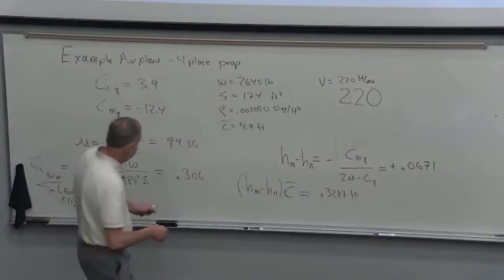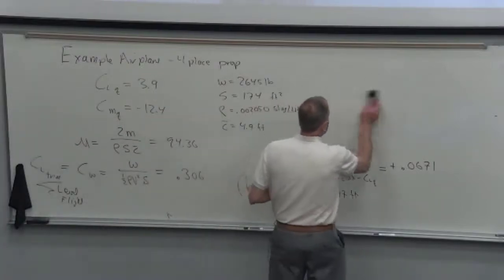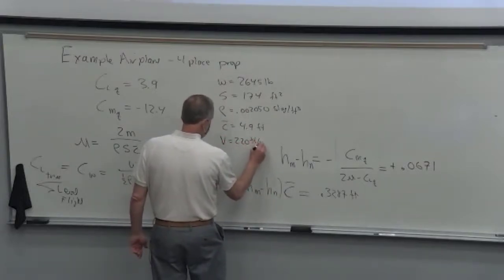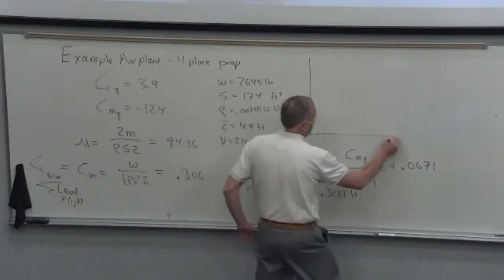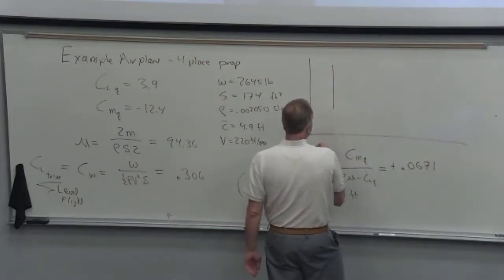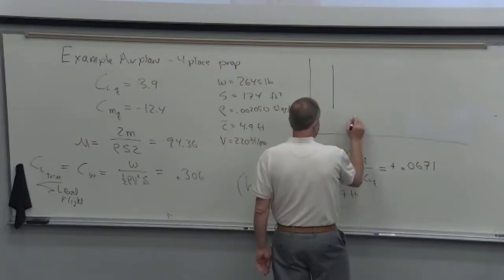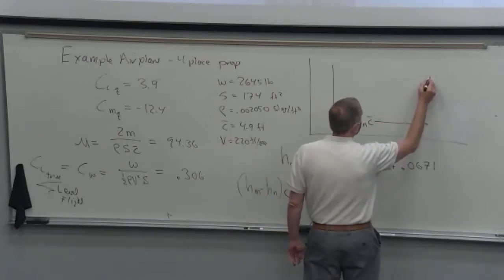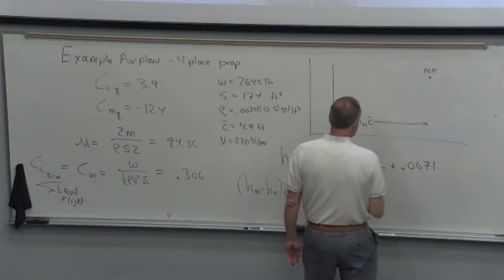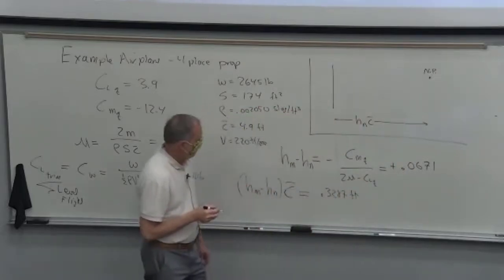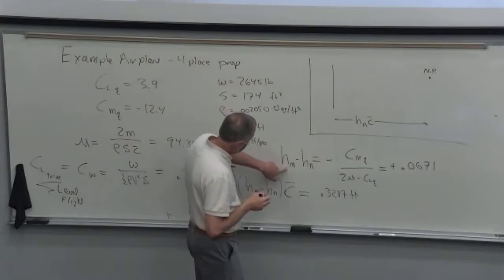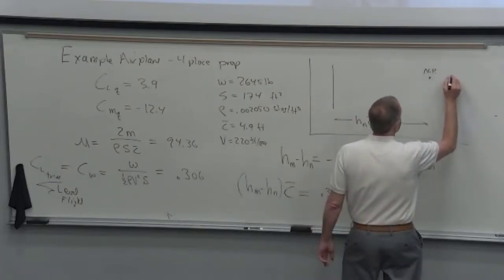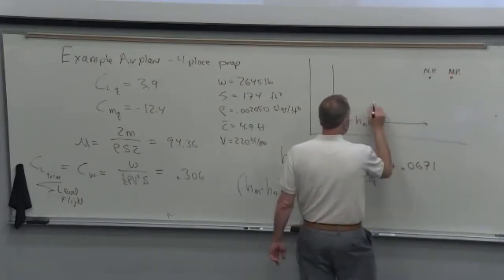So let's draw a picture. Let's move our velocity over here. So all these distances are relative to a datum. So we've got hn times c bar, it's the location of the neutral point. So that's where Cm alpha is 0. And this tells us that the maneuver point is further back because it's a positive number. So the maneuver point is here.